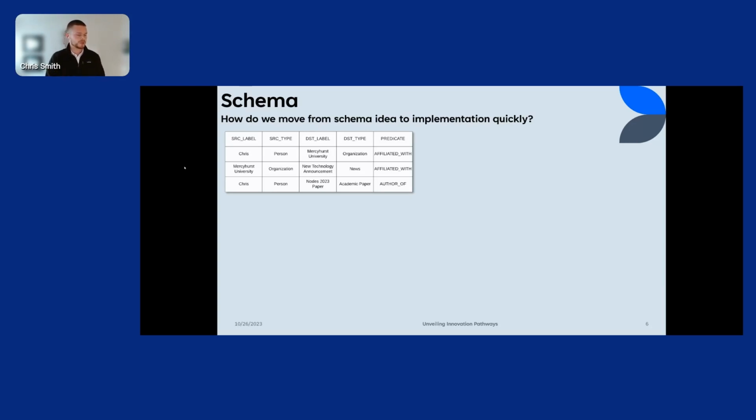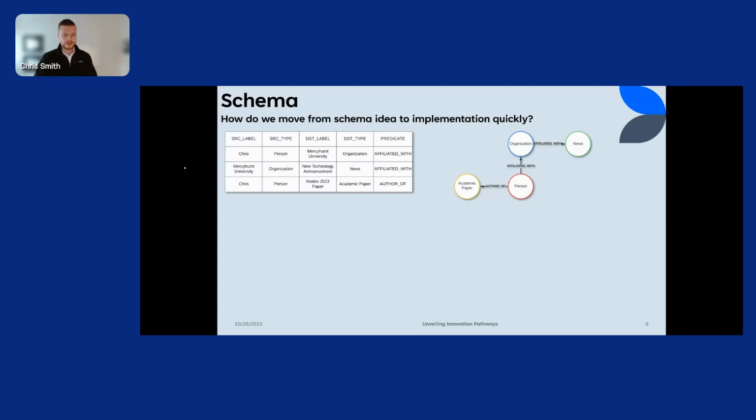We've got Chris, who is a person. We've got Mercier University, that's an organization. We've got a new technology announcement, which is a piece of news. And we've got the Nodes 2023 paper, which is an academic paper. So great, we have our entities defined, but how are they going to be connected in our graph database? That's where predicates come in. We have two different predicate types there, which represent the edges between the nodes that we just identified. So we've taken our intuition on this flat data, and we'll quickly draw this toy graph data schema.